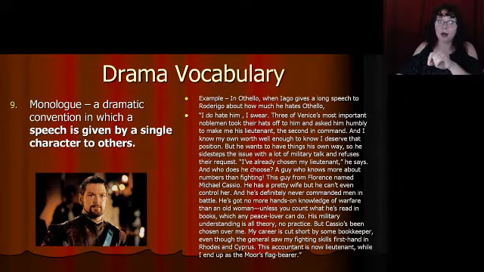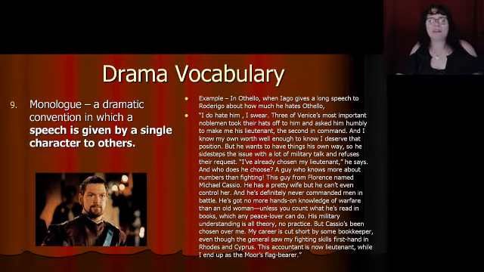A monologue is a dramatic convention in which a speech is given by a single character to other characters. The example in Othello is when Iago gives a long speech to Roderigo about how much he hates Othello. Iago says, "I do hate him, I swear.